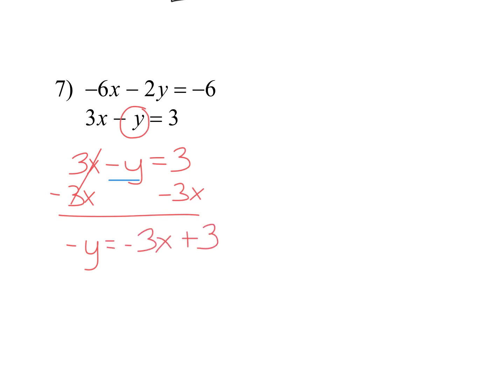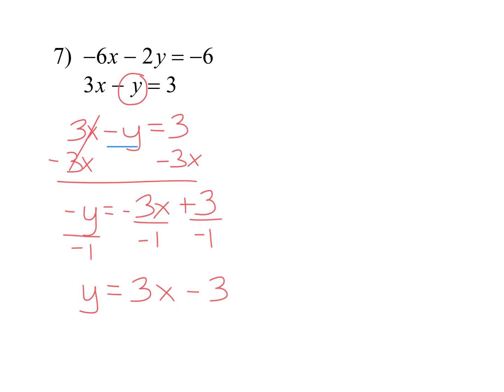Is y by itself yet? No. What do I have to do last? Divide by negative 1 to everything, remember? So we have y equals 3x minus 3. Now do we have a variable that's by itself? Yes. If you don't want to forget about it, because I know we get messy and get lost, star it, circle it, underline it, something so that you know what's there.